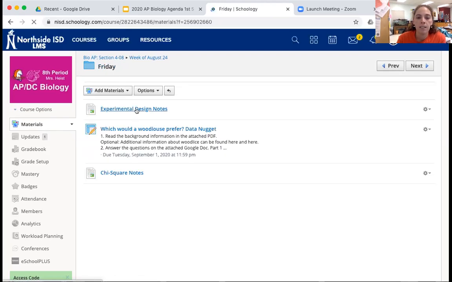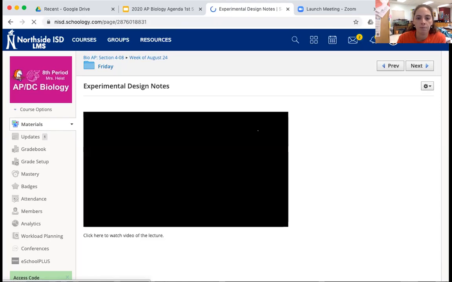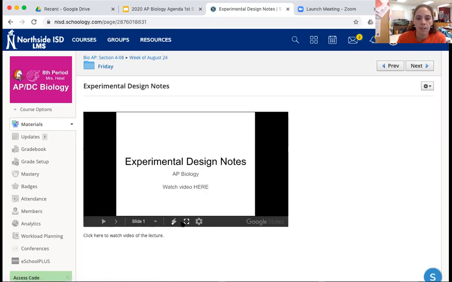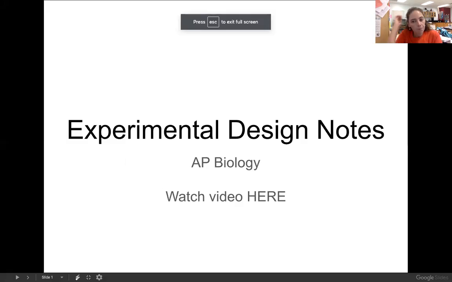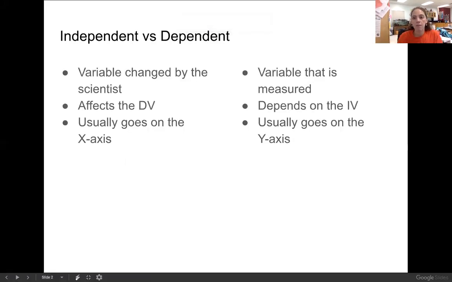All right, now for today, our experimental design notes. Let's make this nice and big. All right, a lot of this should be review. Our first slide here is about our variables, independent and dependent variables. The independent variable is the variable changed by the scientist. It affects the dependent, and when we're graphing, it typically goes on the x-axis. Dependent variable is a variable that's measured, depends on the independent, usually goes on the y.